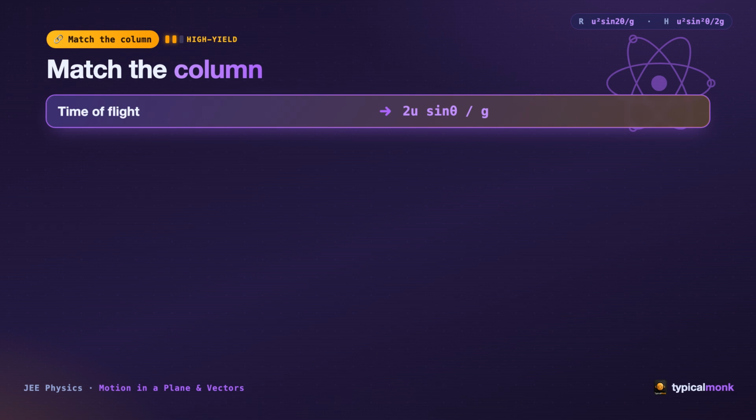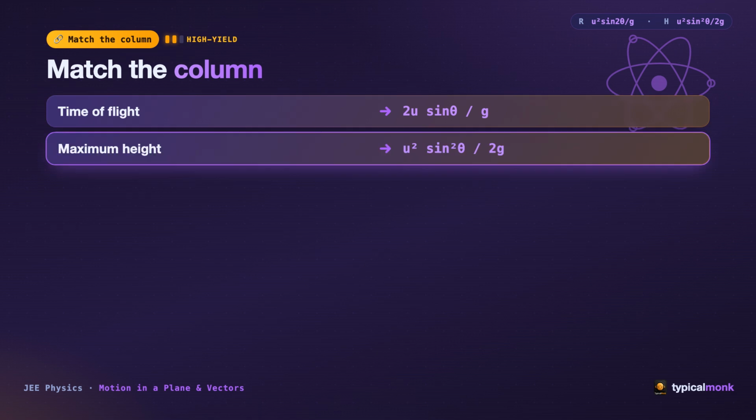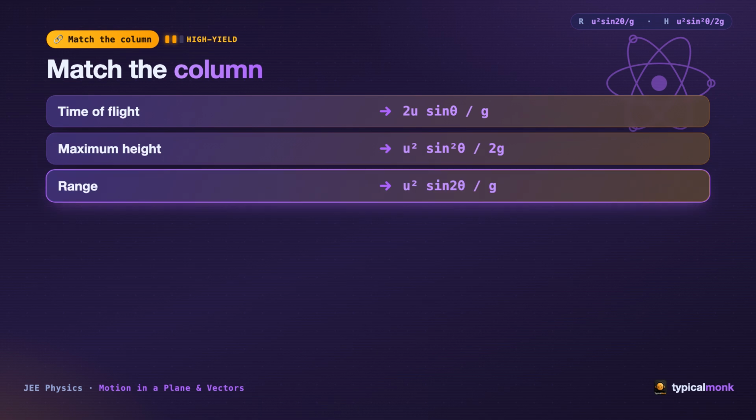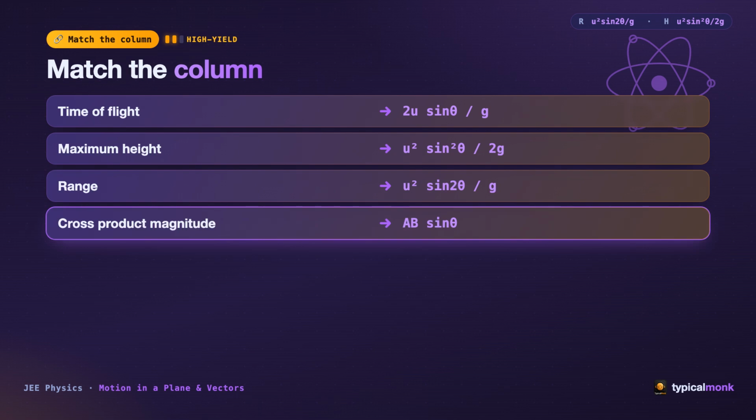Time of flight, 2u sine theta over g. Maximum height, u squared sine squared theta over 2g. Range, u squared sine of 2 theta over g. And the magnitude of the cross product, a b sine theta. If all 4 came to you before the reveal, this chapter is becoming yours.